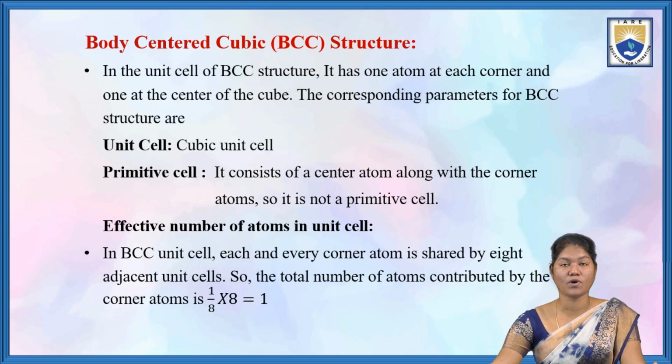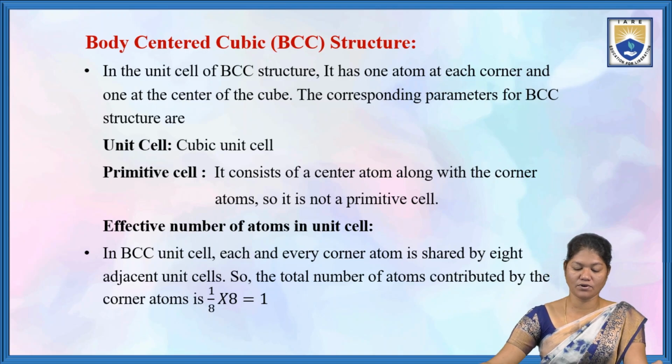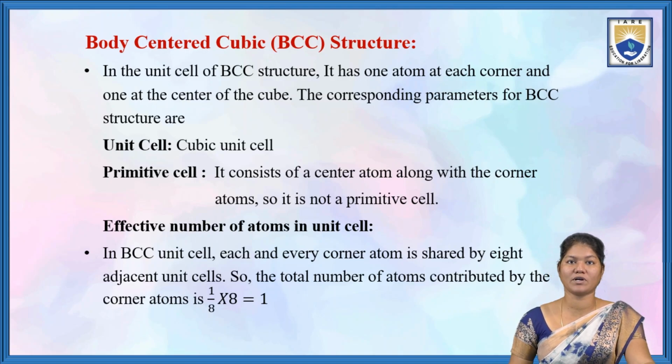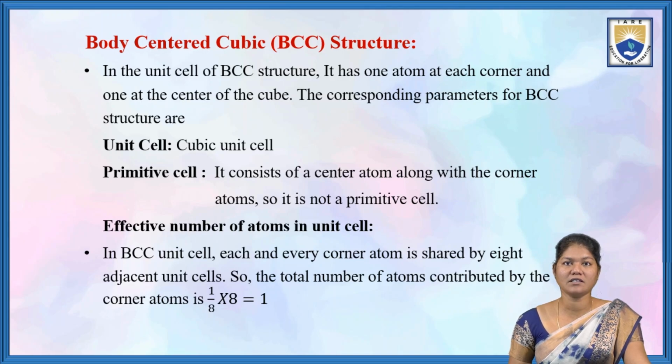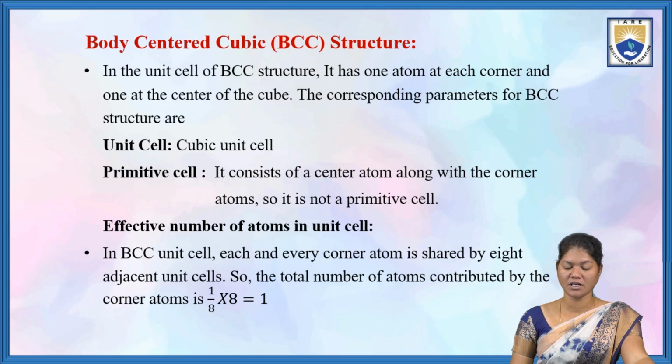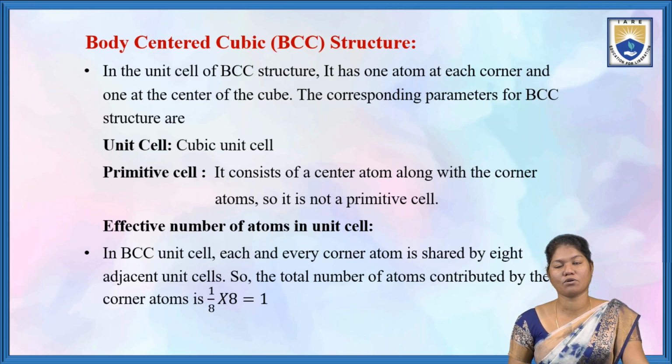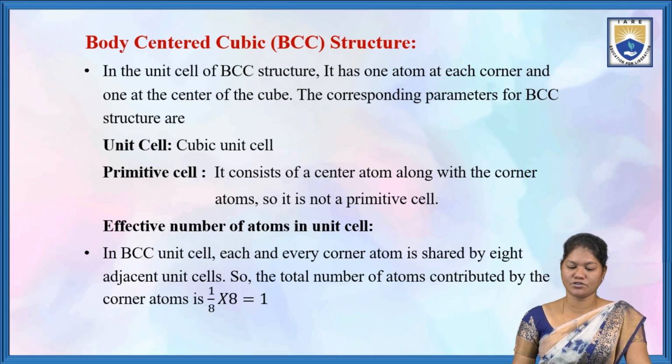The characteristics: what type of unit cell it is, whether it is primitive or not, and what is the effective number, that is the total number of atoms in the unit cell. We call it the effective number of atoms in the unit cell, and then atomic packing factor, coordination number, and interstitial space. These are all the characteristics we are going to see about the body centered cubic structure.